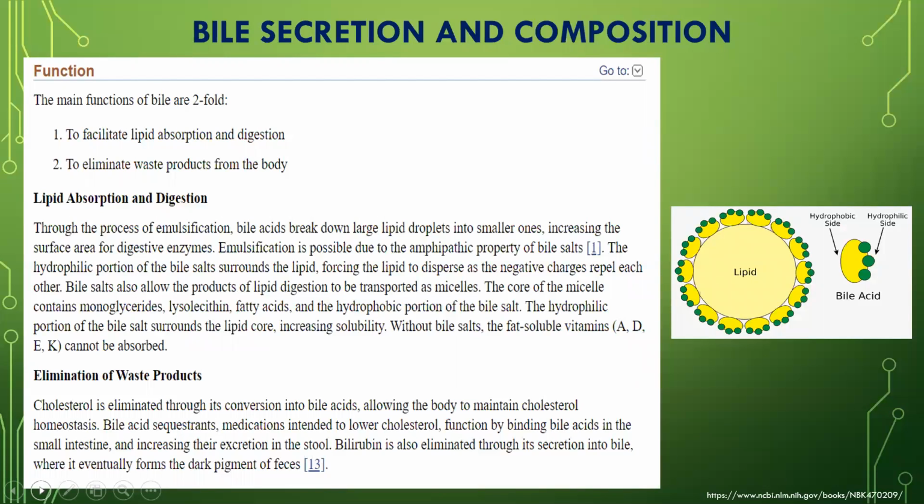Through the process of emulsification, bile acids break down large lipid droplets into smaller ones, increasing the surface area for digestive enzymes. Emulsification is possible due to the amphipathic property of the bile salts. The hydrophilic portion of the bile salts surrounds the lipid, forcing the lipid to disperse as the negative charges repel each other. Bile salts also allow the products of lipid digestion to be transported as micelles.